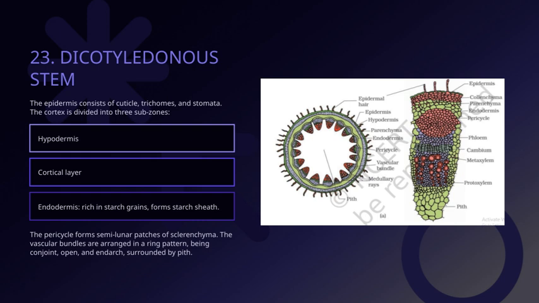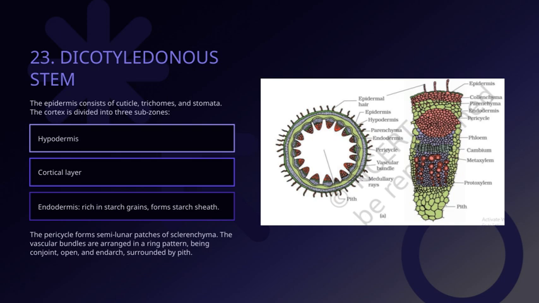Surrounding these bundles is the pith, which is primarily composed of parenchyma cells and functions in storage. Next, the endodermis is a key layer. It's rich in starch grains, forming what we call the starch sheath. This layer plays an important role in regulating the movement of substances into the vascular tissue. The cortical layer, lying outside the endodermis, is divided into 3 subzones, which we'll explore further as we analyze the overall structure. The hypodermis is just beneath the epidermis, providing additional protection and support.